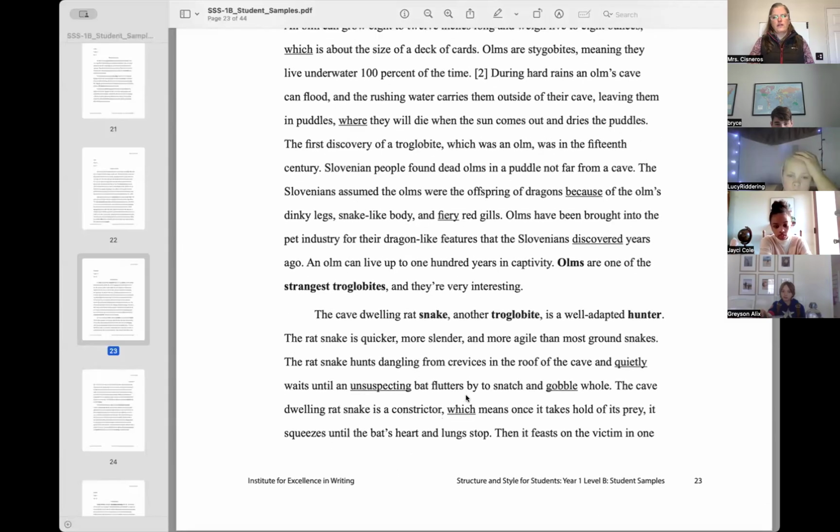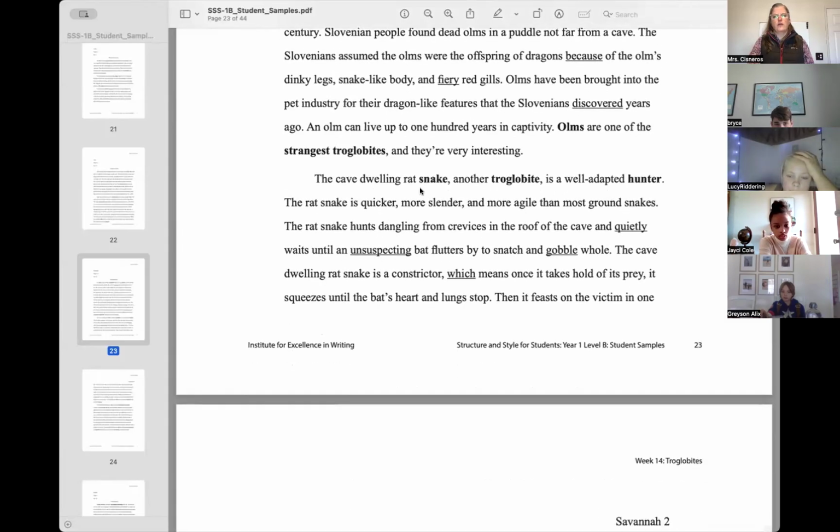The second paragraph they wrote about was the cave-dwelling rat snake. Now, we made it CDRS in your outline, but when you go to write your paragraph, you need to spell it out for the reader, whoever's reading it. It's a report, okay? The cave-dwelling rat snake, another troglobite, is a well-adapted hunter. The rat snake, see, you can refer to it as something shorter like that.